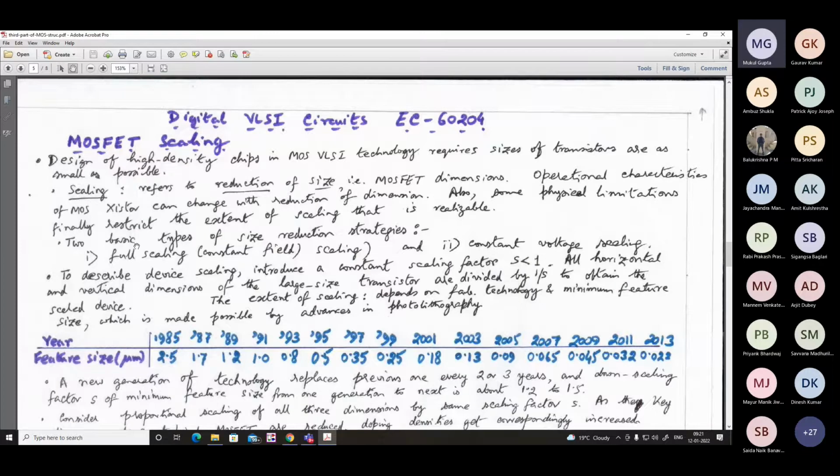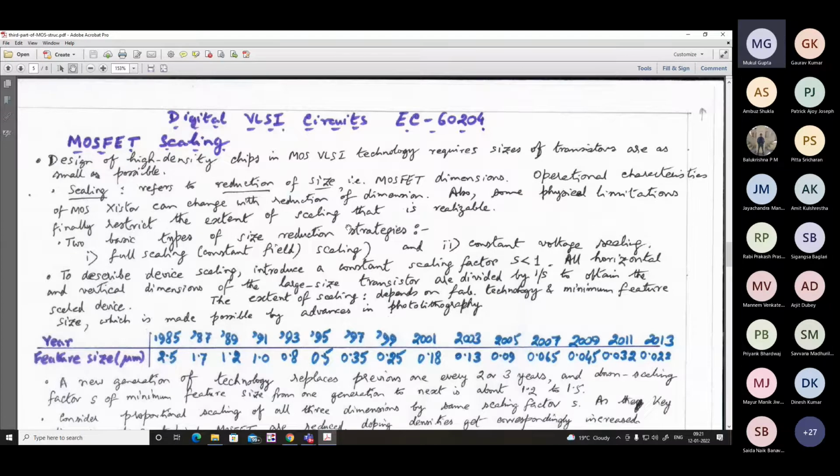Operational characteristics of MOS transistor can change with the reduction of dimension. Also, some physical limitations will finally restrict the extent of scaling that is realizable. That is true. You cannot go indiscriminately; you cannot reduce the dimensions thoughtlessly. Two basic types of size reduction technology exist. One is the full scaling or constant field scaling. The second is constant voltage scaling.